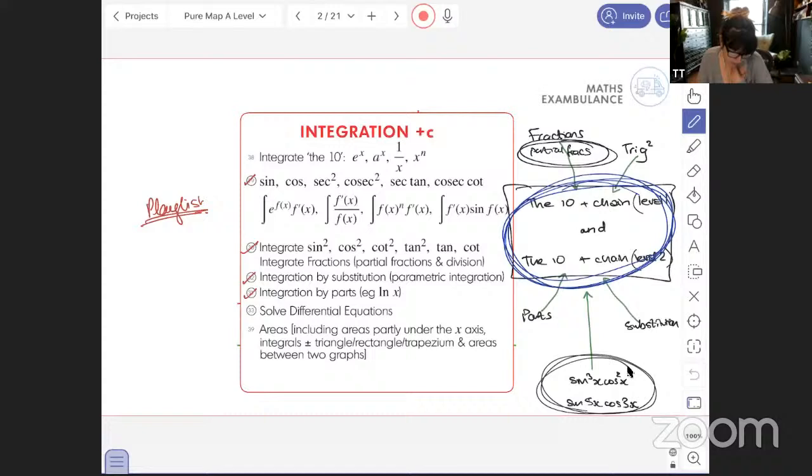The playlist is 29, 30, 31, 32, and I've also added on the synthetic division, which is called factor theorem and algebra, factor theorem and division, and it's in the AS section, but you'll be able to find it.